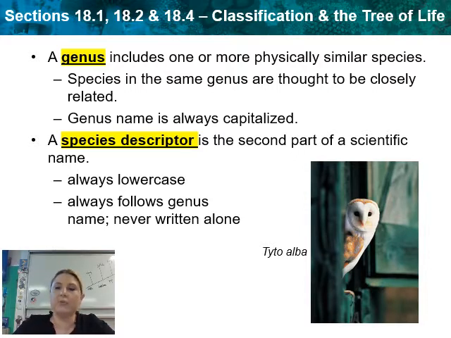Okay. Now, we may have many different owls that belong in that genus of Tyto. They all belong to that same group, but only one specific kind of owl, the species, will have that name alba.